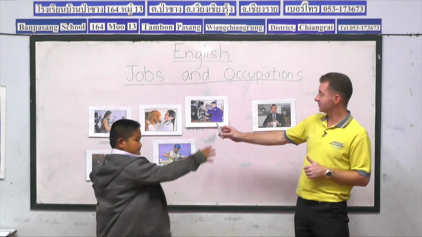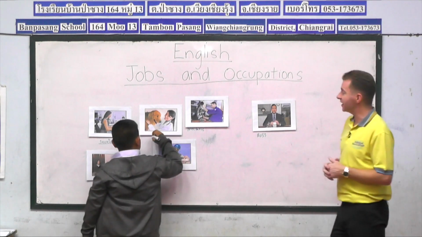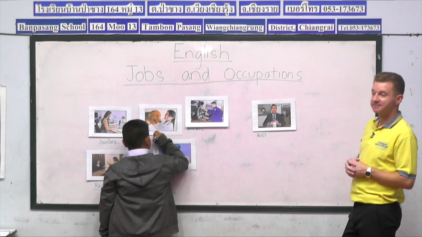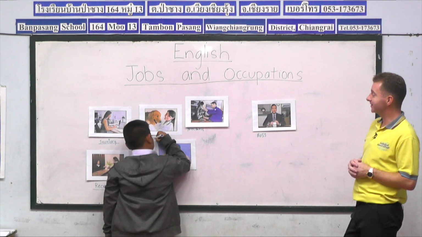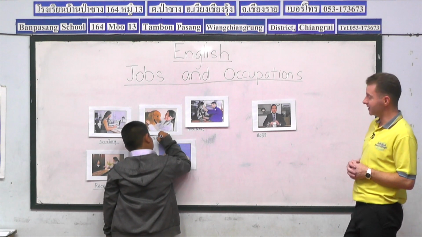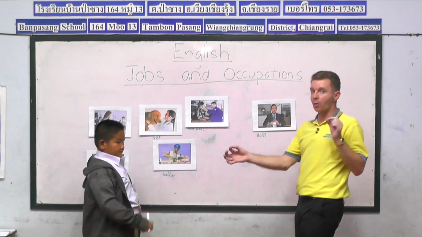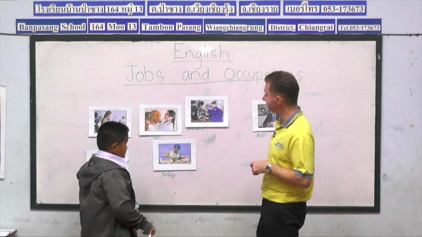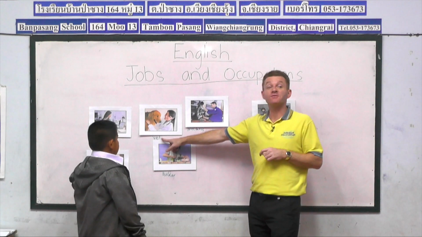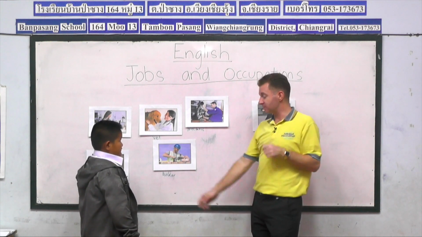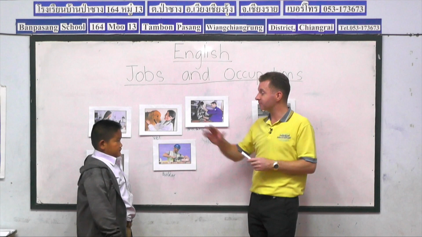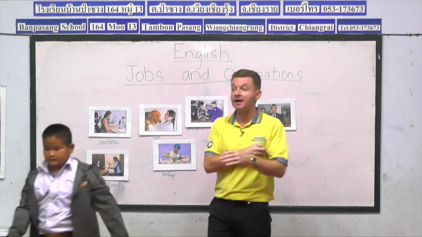Brilliant. So, Net will spell vet. Net for vet. V-E-T. Yes, vet actually has a longer word, but we'll just stick with vet because it's easier. So all together, guys, vet. Brilliant. Net, that was excellent. Big round of applause for Net, please, guys.